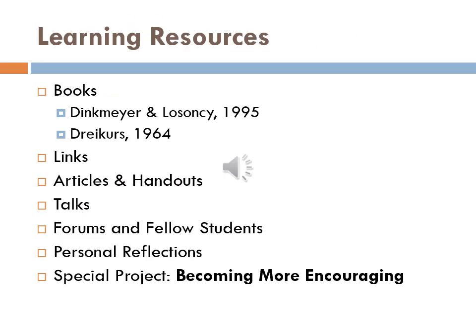Dinkmeyer and Losoncy is the primary text for this course. There is assigned reading in this book for each unit of the course. The other book you need to purchase is by Rudolf Dreikurs, Children: The Challenge. In some units, there is a link to a talk or a web page.